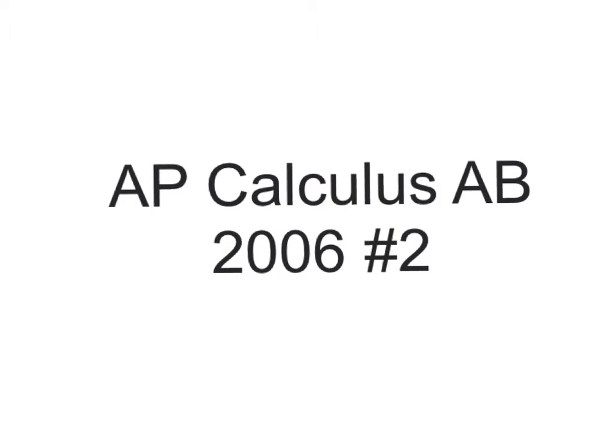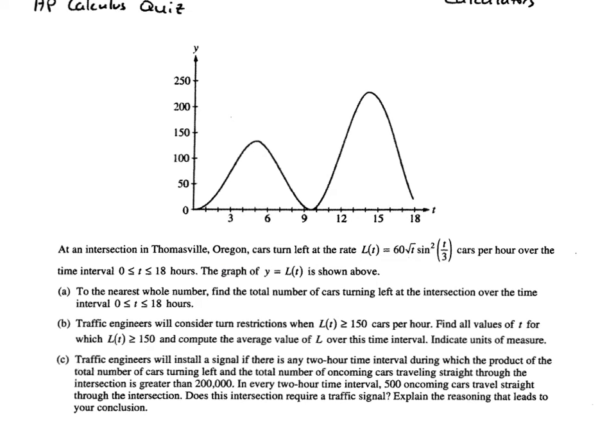This is the solution to number 2 on the 2006 exam. Okay, so we're given a graph which is this function here, and they tell us that this is a rate. So we know that we're looking at a derivative because this is the rate. So we've got a certain number of cars per hour over the given time interval. Graph is shown above. Part A, we're rounding to the nearest whole number.